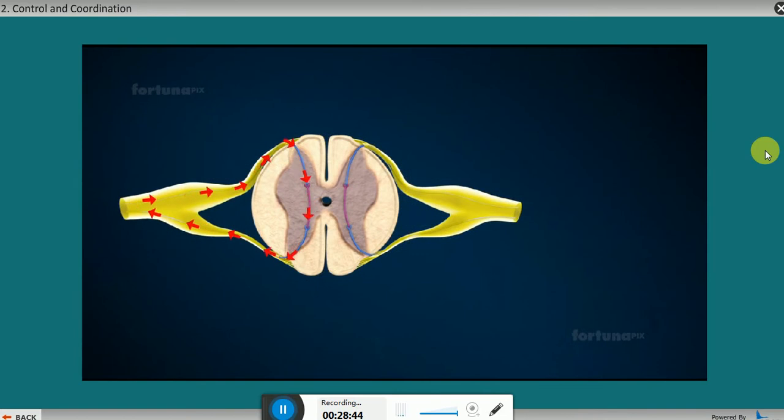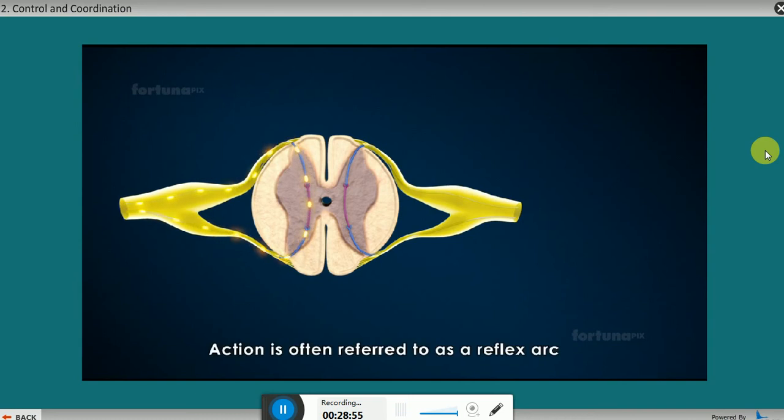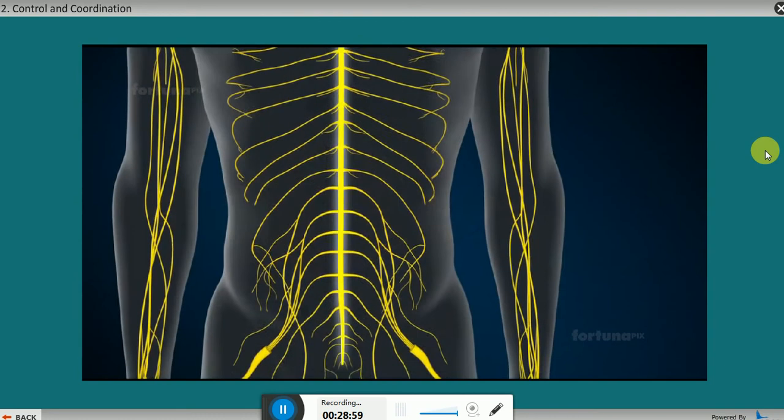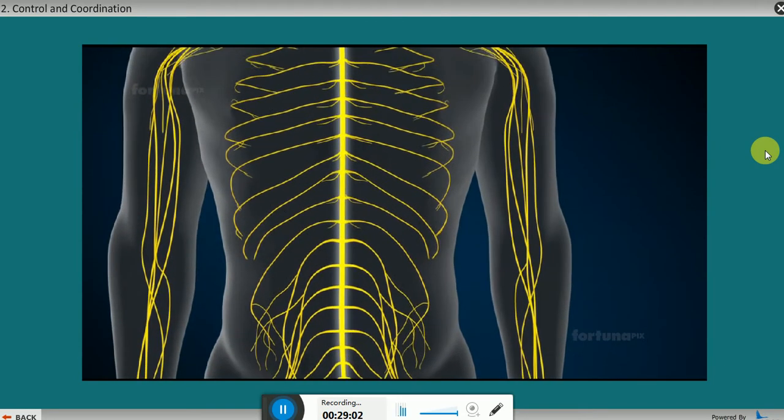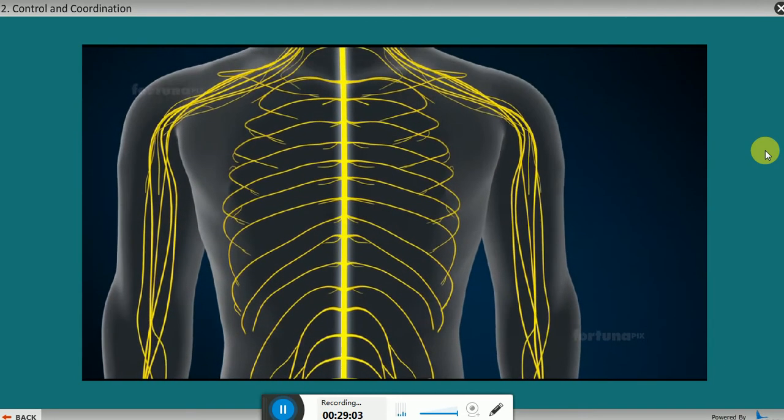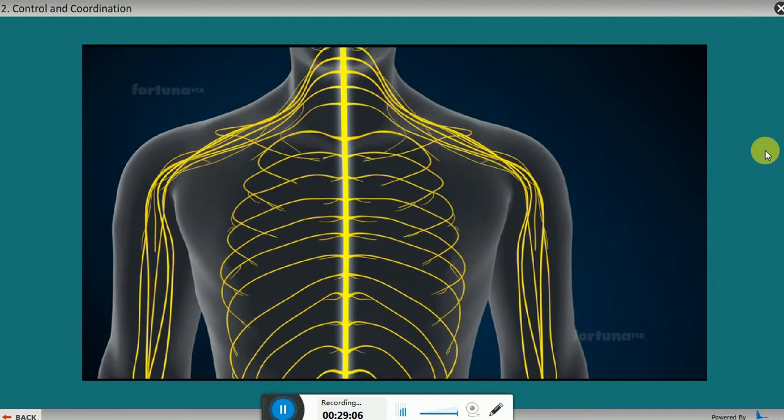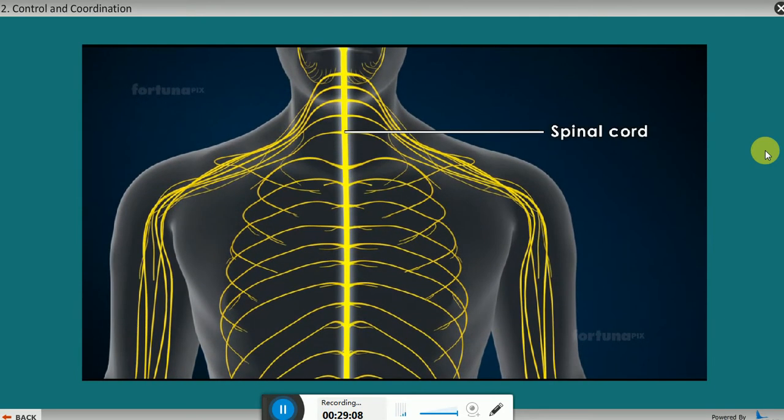Because the path traveled by the reflex action from the sensory neuron to the motor neuron represents an arc, the action is often referred to as a reflex arc. In our example of the candle, the controlling center of the reflex arc is the spinal cord. Therefore, it is a spinal reflex.